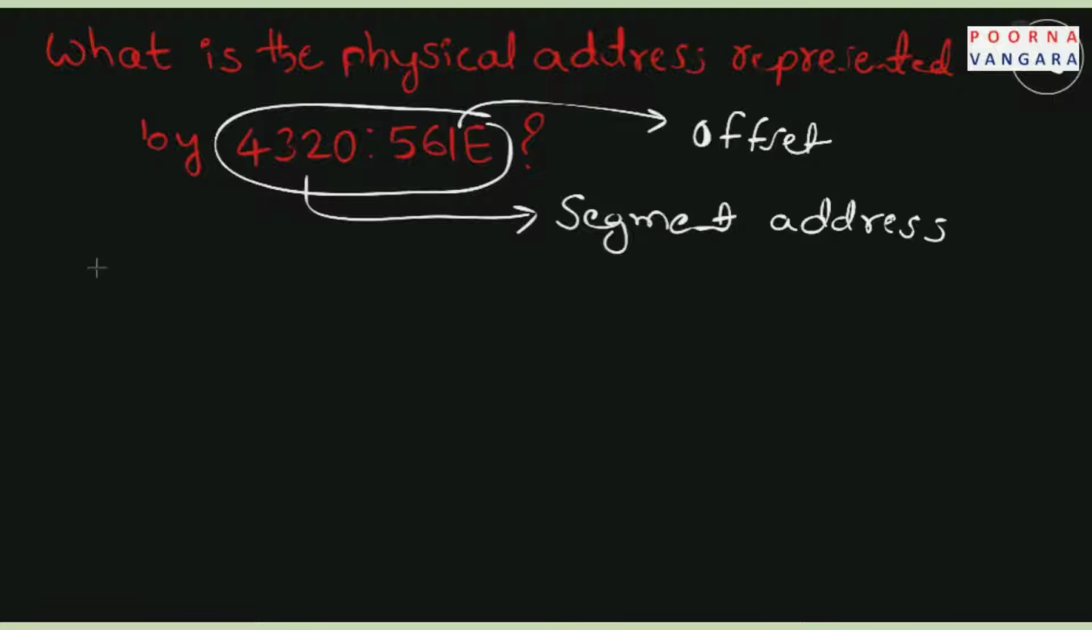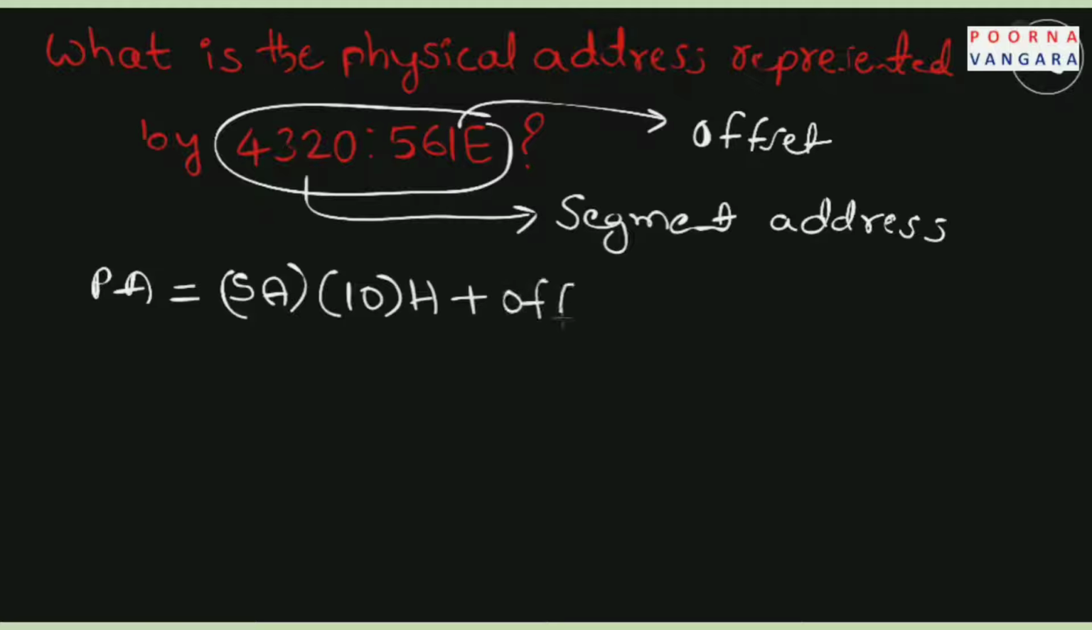Now the procedure for physical address calculation is: physical address equals segment address multiplied with 10h plus offset address. When you do this calculation, you are going to get a 5 digit hexadecimal number. That is the actual address, or the physical address. Sometimes you can call it an actual address or real address.